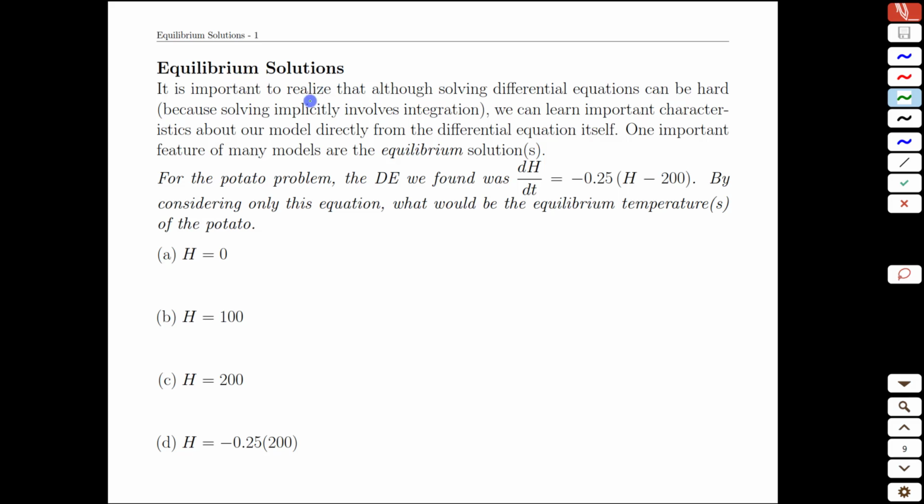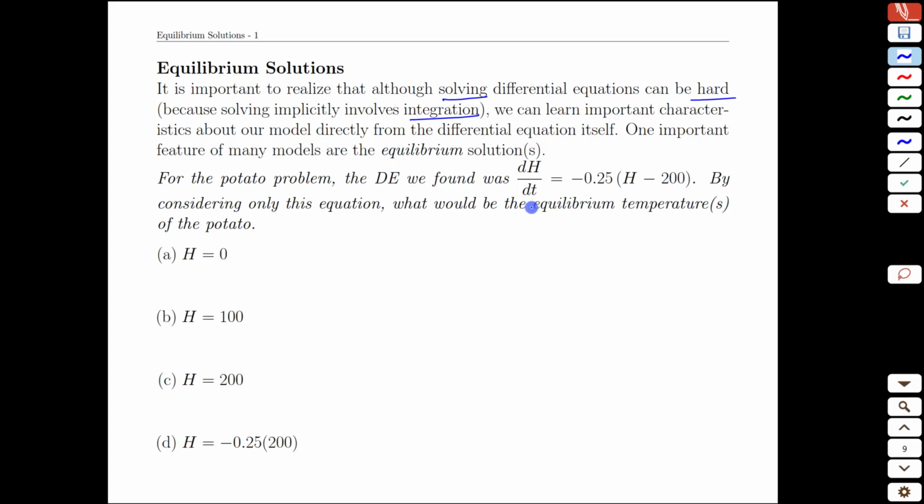In this video, we're going to explore an important idea in studying differential equations that doesn't necessarily require actually solving the differential equation itself. The solving process can be quite challenging because it involves integration. There are other properties that we can study, though, that do not require going through that full step.